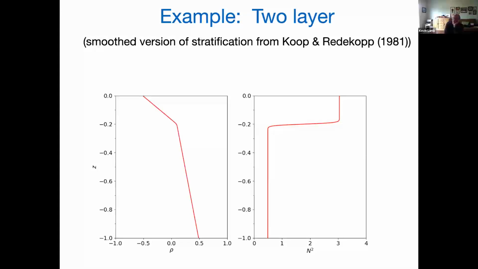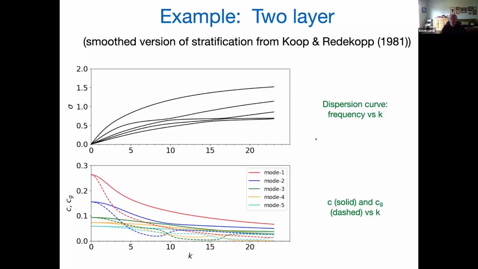So, a more interesting example. It's a 2-layer stratification, but instead of 2 layers of constant density, I've got 2 layers with constant buoyancy frequency. I've got a lower layer with small buoyancy frequency and an upper layer with a larger buoyancy frequency. And now things are a lot richer. Here the upper panel shows the dispersion curves, frequency as a function of wave number k, and down below are the phase speed and the group velocity. The group velocity is maybe what's interesting.